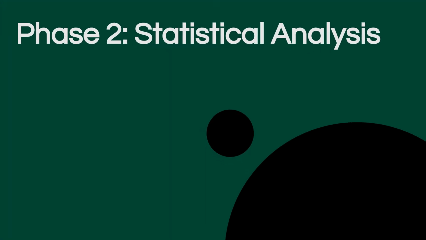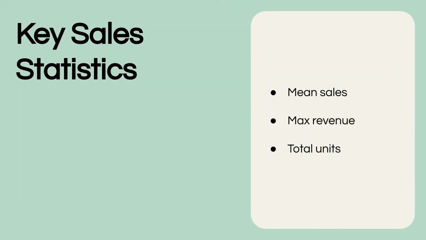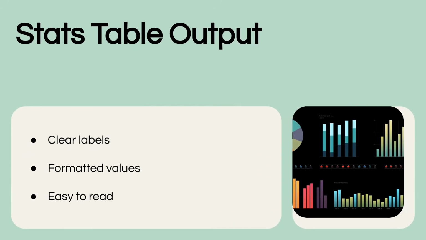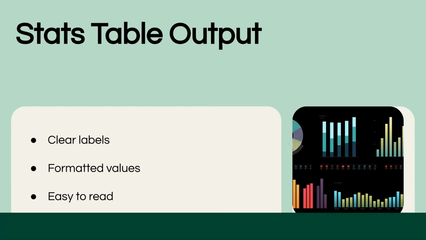Moving on to phase 2, we dive into statistical analysis. This is where we extract meaningful metrics from the imported data. We'll calculate key sales statistics like mean sales, maximum revenue, and total units sold using MATLAB's robust statistical functions. The calculated statistics will be neatly organized and presented in a clear stats table output within the command window.